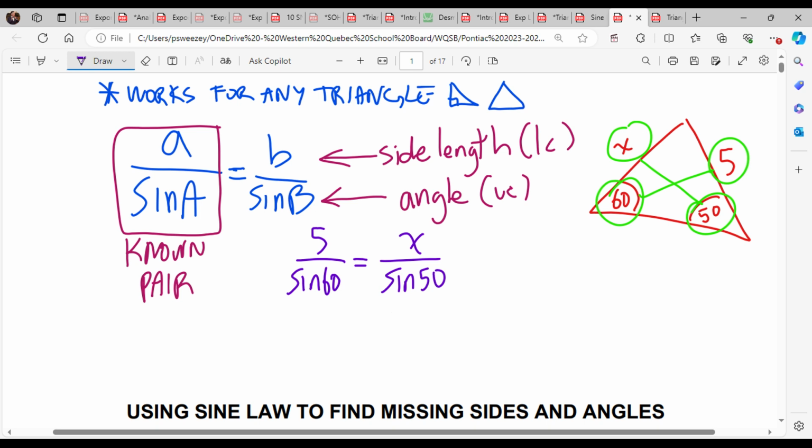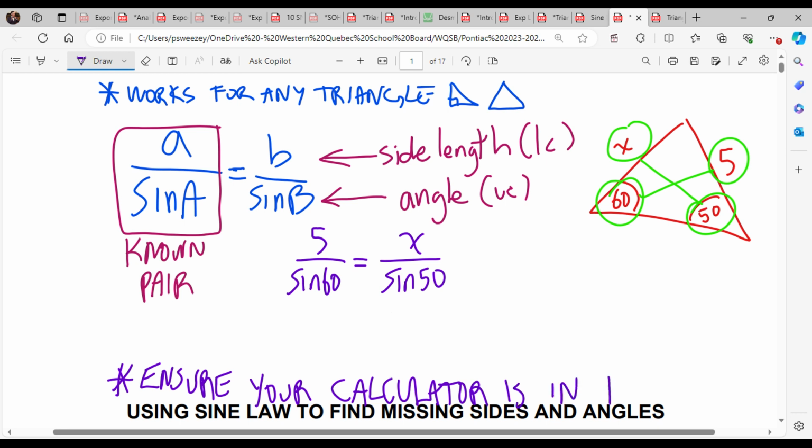Now, what I want you to do on these guys here is to put another little star right here. Ensure your calculator is in degrees. Don't want to be in radians because that'll mess it up.